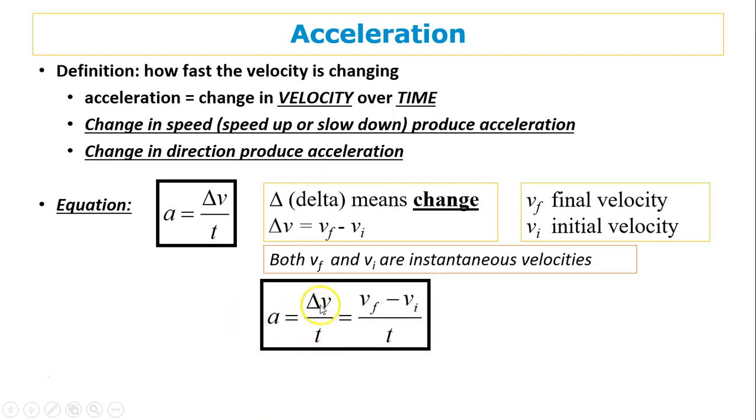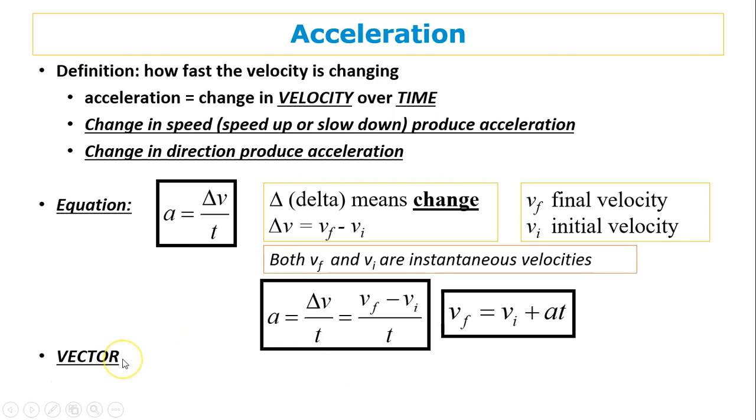So a equals delta v over t. We can substitute delta v with vf minus vi, over t. Rearrange this equation so we can arrive at a second equation: vf equals vi plus at. Both equations are in your reference table.